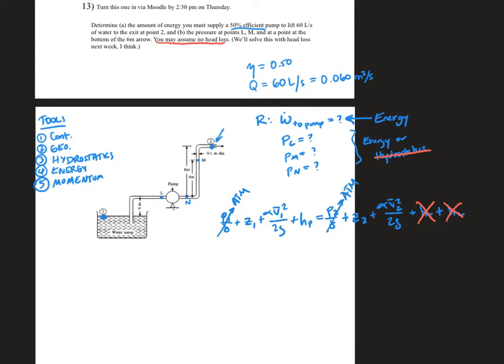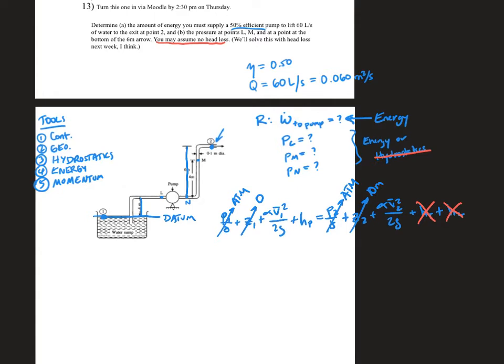A lot of you worked in absolute. I don't know why you chose to do it that way, but that's up to you. Using gauge is going to make this easier because that's a 0. In both of those cases, it's open to the atmosphere. Now Z1, we're going to call this our datum because that's going to make our lives easier. So Z1 is going to be 0. Z2 looks like it's going to be about 10 meters, because we've got 4 meters here and 6 meters here.